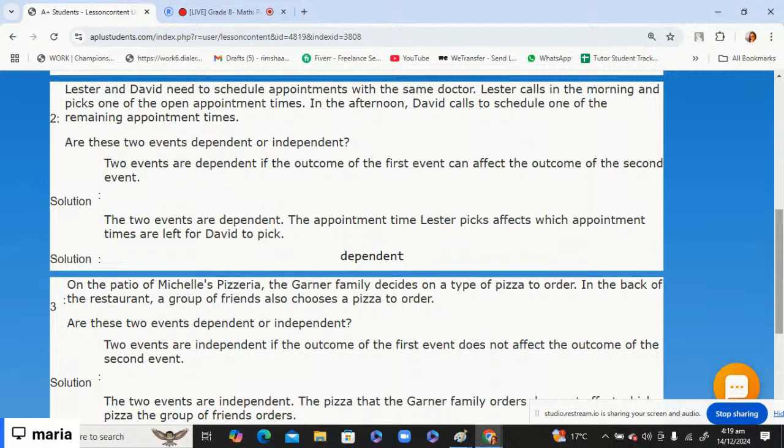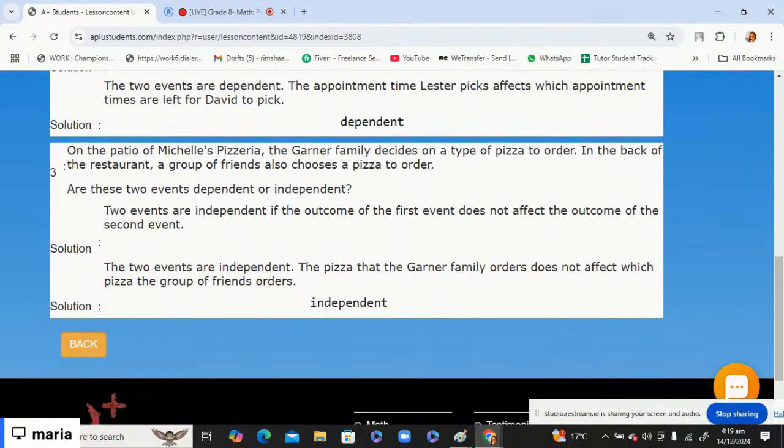All right, let's do the next question. On the patio of Michael's Pizzeria, the Garner family decided on a type of pizza to order. In the back of the restaurant, a group of friends also chooses a pizza to order. Are these two events dependent or independent?